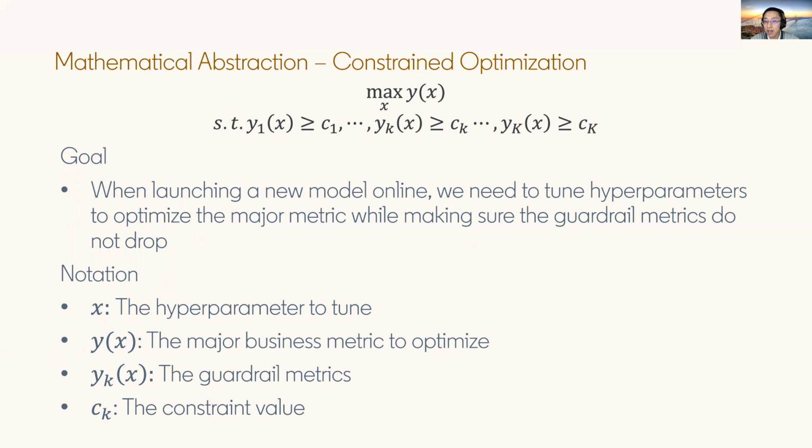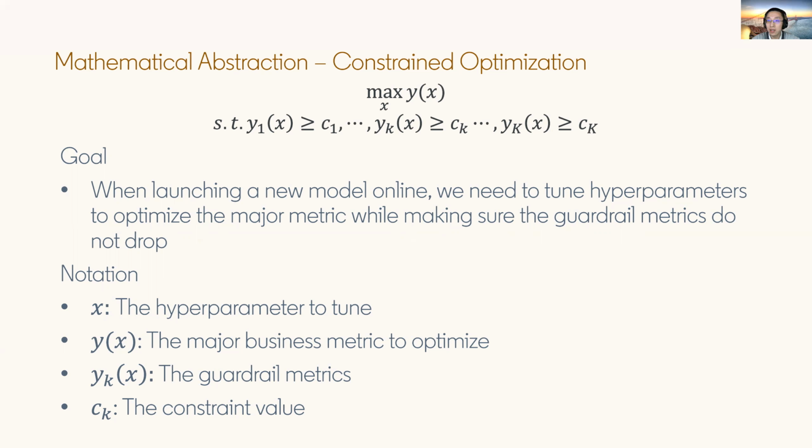We need to conduct an A/B test to compare the performance of the new model and the control model over many metrics. There is one major metric, but there are also many guardrail metrics. The new model should outperform the control model in terms of the major metric as well as all of the guardrail metrics. We need to tune hyperparameters to optimize the major metric while making sure that the guardrail metrics do not drop below the threshold C_k. So this is a constrained optimization problem.